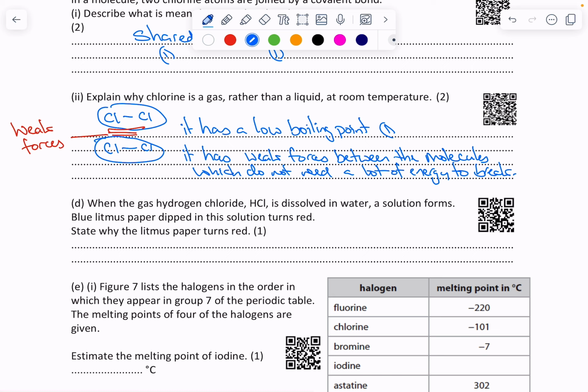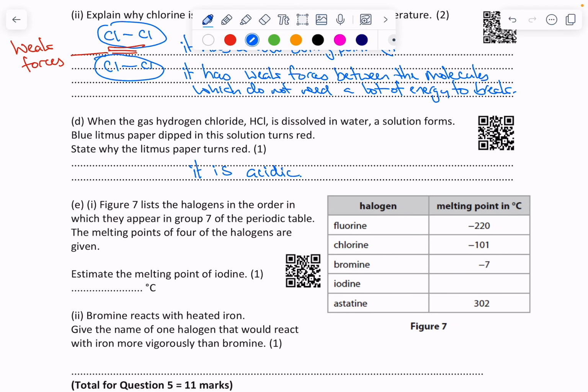When the hydrogen chloride is dissolved in water, a solution forms, blue litmus is dipped in, state what it turns. So it turns red because it is an acid, or is acidic. Okay.